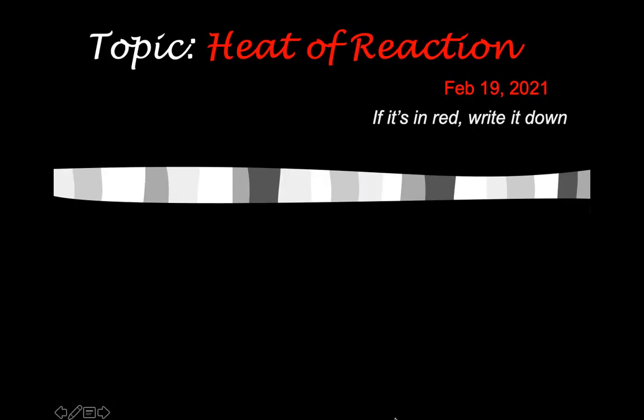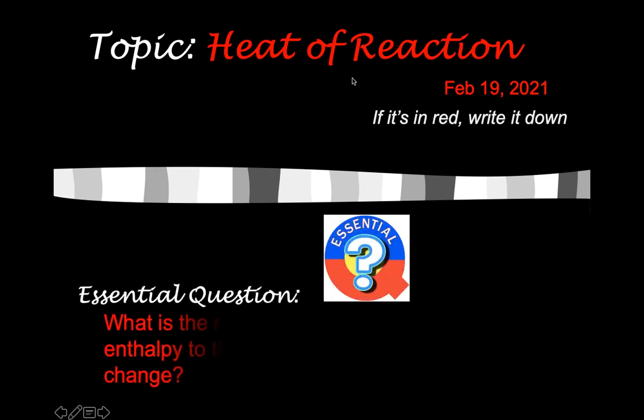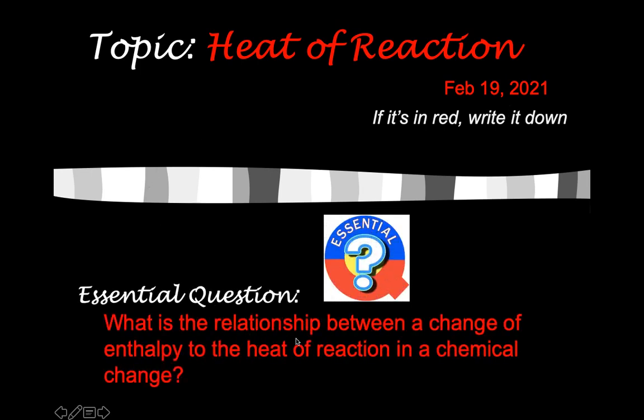Okay, now let's get into our new topic. So now set up your focused notes. For today, to guide your notes, if it's in red, you write it down. So heat of reaction, write that down. Write in whatever date you're taking these notes. Heat of reaction is our focus. And our essential question is, what is the relationship between a change of enthalpy to the heat of reaction in a chemical change? So again, the idea is that instead of just talking about the chemicals in a chemical change, we're also going to be talking about energy. All right, pause the video if you need more time setting up your notes. Otherwise, let's get into it.